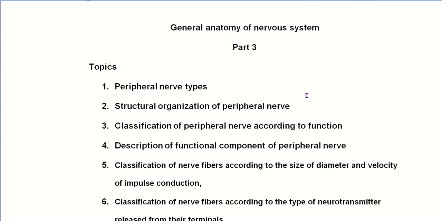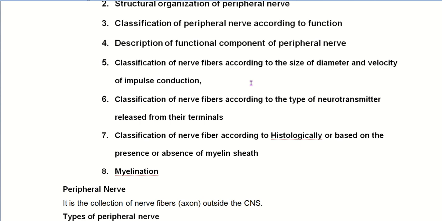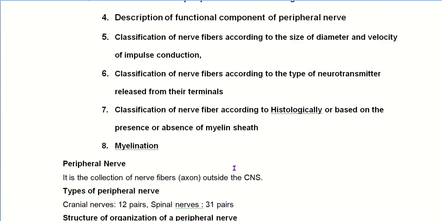In this video, I discuss general anatomy of the nervous system. It is the third video of general anatomy of the nervous system. Topics included in this video are types of peripheral nerves, structural organization, classification of peripheral nerve, description of the functional component, myelination, etc.